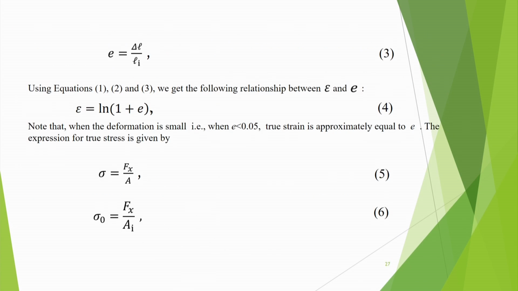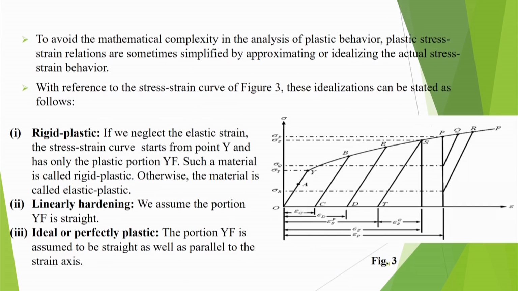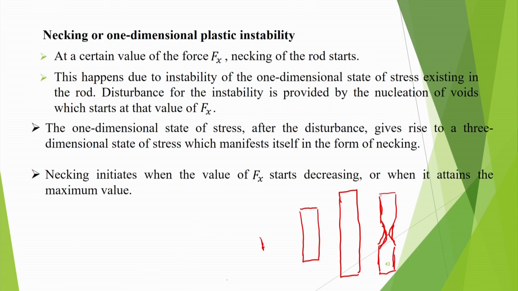So, let us develop some expressions for these necking phenomena, that is plastic instability we call, because the material becomes unstable. At a certain value of the force Fx, necking of the rod starts, Fx is the maximum load. This happens due to instability of the one dimensional state of stress existing in the rod. Disturbance for the instability is provided by the nucleation of voids which start at that value of Fx. That means inside the material voids start nucleating, they start generating and they grow. That is why the necking is occurring.